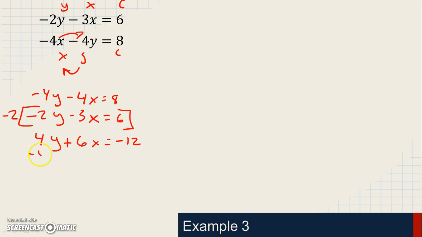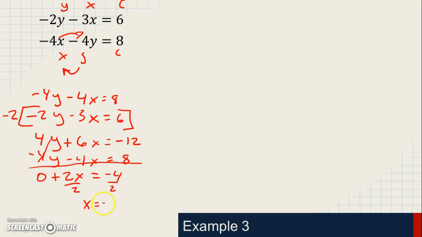Then I bring down this other equation, minus 4y minus 4x equals 8. And now I can sum these two equations. And I get 0, which will turn into an identity when we add it, plus 2x equals negative 4. I can divide by 2. I'm ignoring this because it's an identity. And I get x equals negative 2.